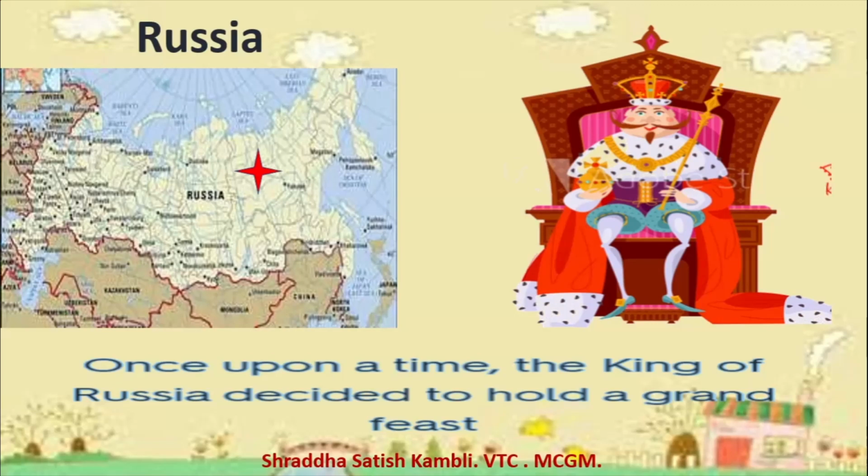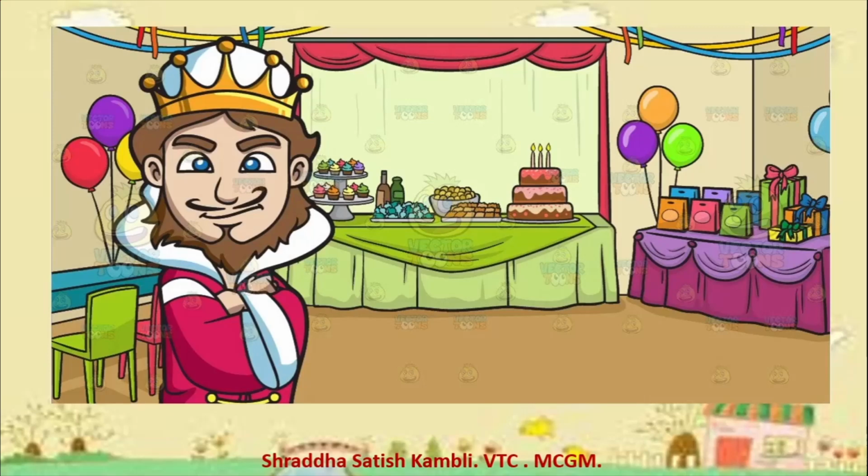Alright, so once upon a time, the king of Russia decided to hold a grand feast. Now, whenever you decide to throw a party, what do you do? You invite people for the party, isn't it? So, the king also decided that he is going to have a very, very grand feast and he is going to invite a lot of people.